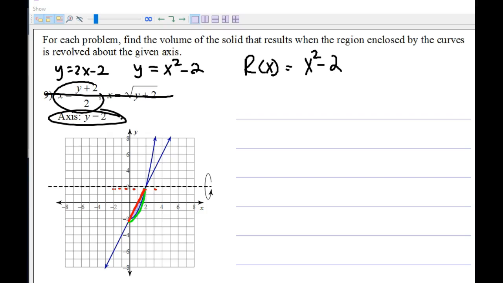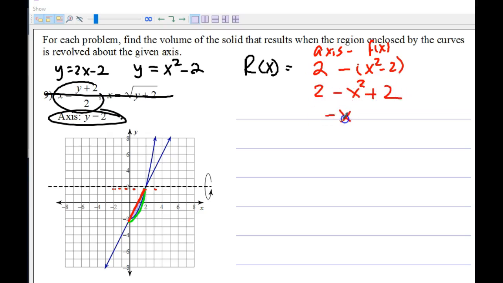So actually, here's how you guys would set this up. The big radius is the axis minus the function. And so that's going to be 2 minus x squared minus 2. And then you change the signs. It becomes negative x squared, and then positive 4. So negative x squared plus 4. There it is. There's your big R. That's a hard one. All right.